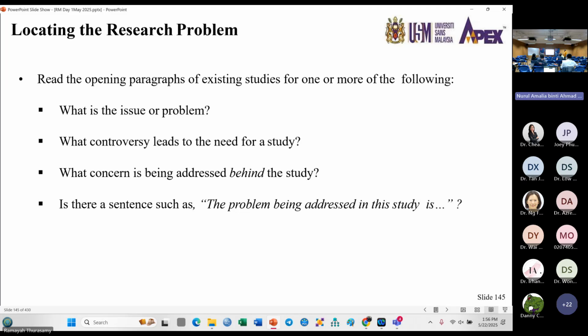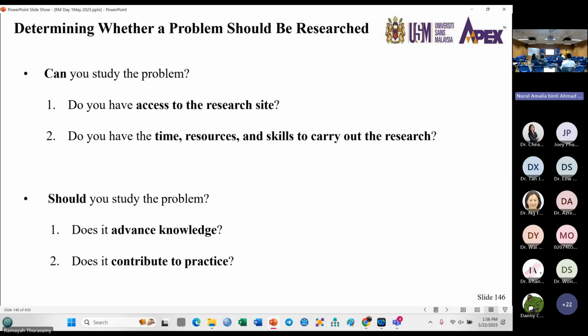So usually at the end of your introduction, you have "the problem being addressed in this study is one..." After you have the background and everything, right? You will say this is the problem we are trying to address. But before that, we have some paragraphs to explain why this is the problem.